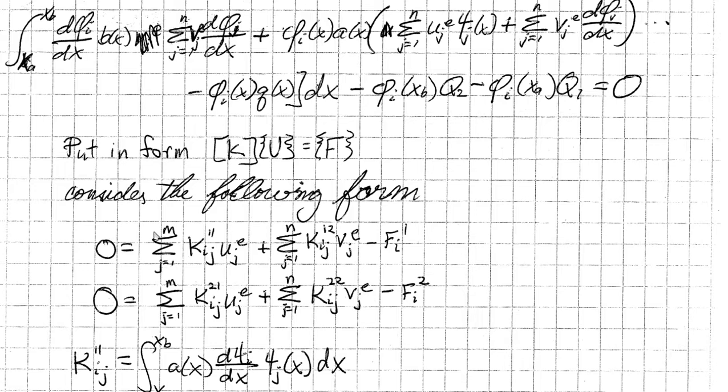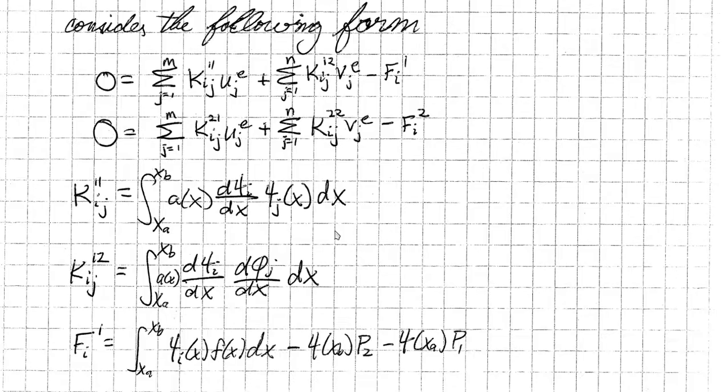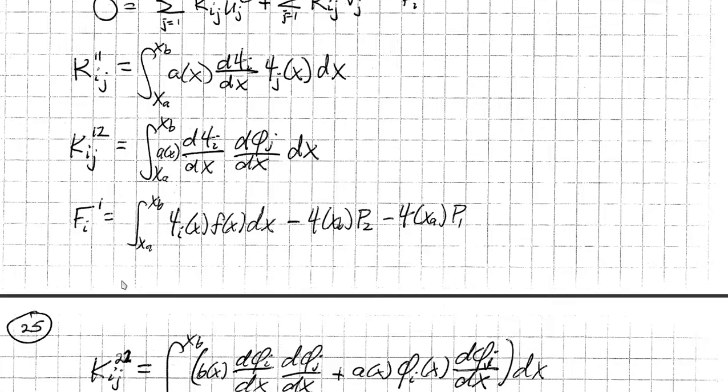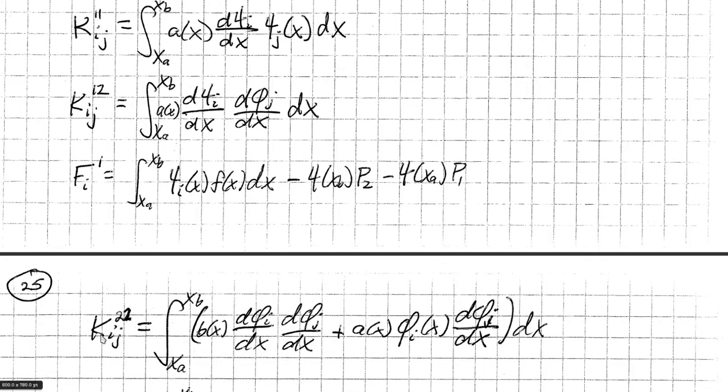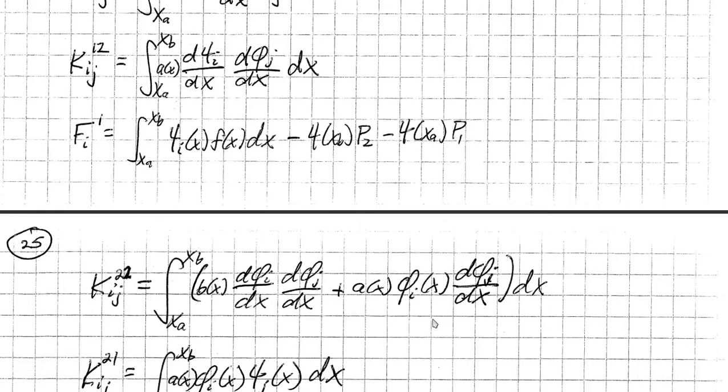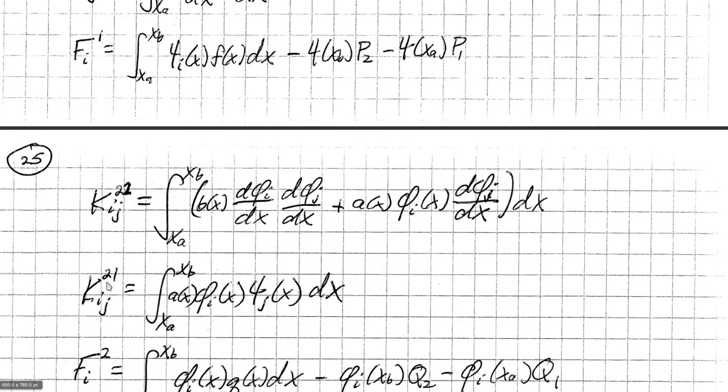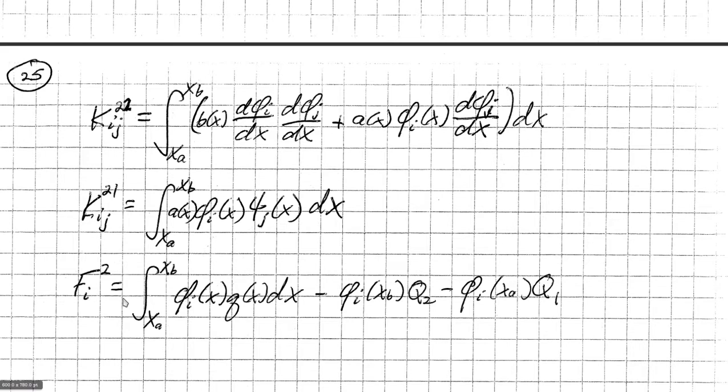So if you compare these two equations with our weak form from up here, what you'll find is the definition for these matrices, right? So we get these definitions for K22 ij. It's a little more complex. Here's K ij 21, and whatever's left over gets lumped into the force equation.